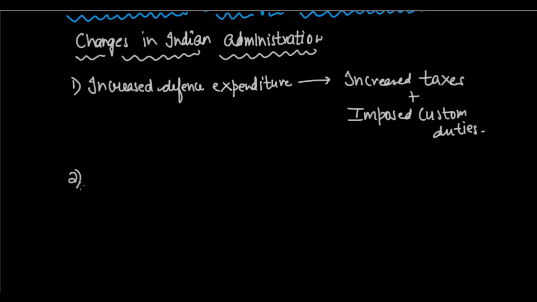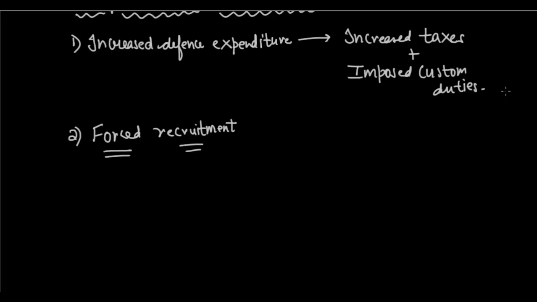The second change was forced recruitment. The British government went into rural areas of India and forcefully recruited youngsters into the army, because obviously it was at war and needed more people. So there was forced recruitment in the army. Again, that was another problem. Now, these two are the main administrative changes which came about, right?